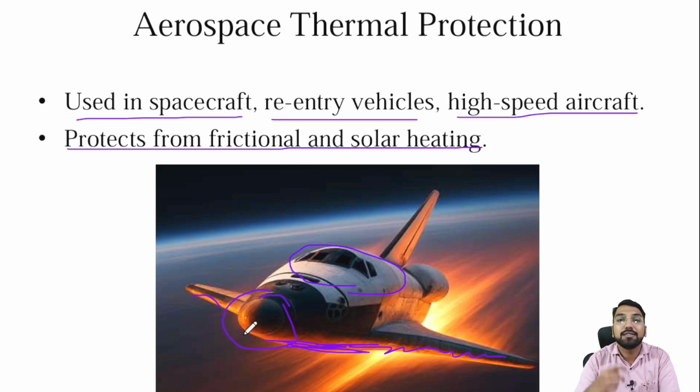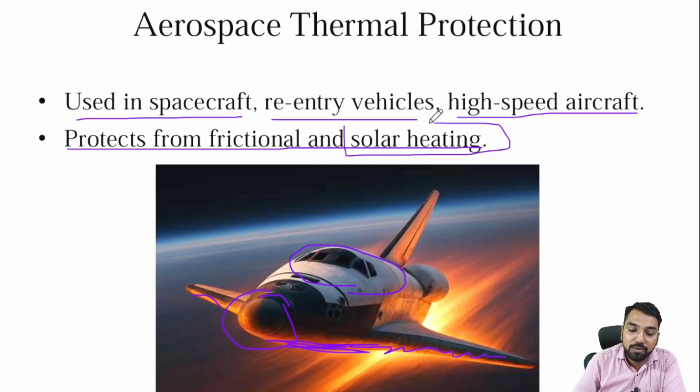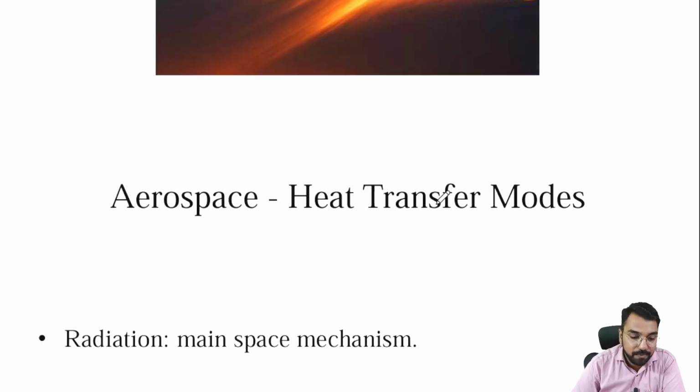Whenever the spacecraft enters Earth's atmosphere, heat is generated due to the frictional force. But when the spacecraft is in a vacuum, only radiation heat transfer takes place, so the solar heating, the radiation coming from the sun, also has to be stopped from going from outside to inside. That's why this thermal coating or thermal protection is given to the spacecraft.